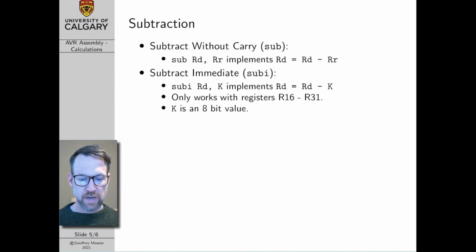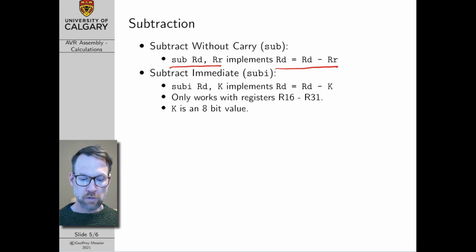And finally, subtraction. So just a couple of the subtraction commands summarized here. The sub command is the mirror to the add command, basically. So sub RD, RR implements RD is equal to RD minus RR, as you would expect. Unlike addition, there is also a subtract immediate command that works just with regular registers, not with the X, Y, and Z register pair.